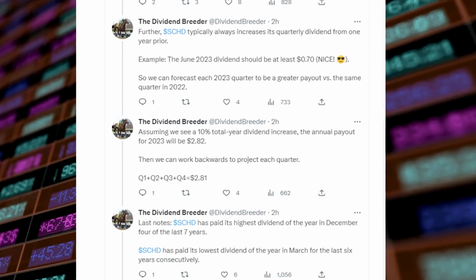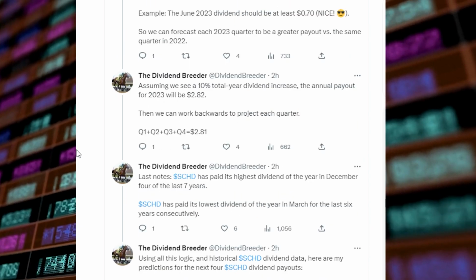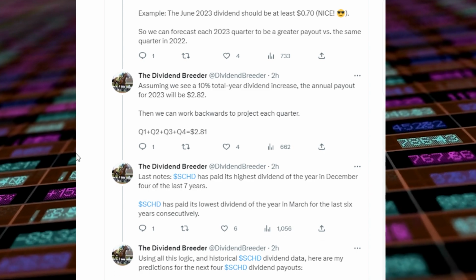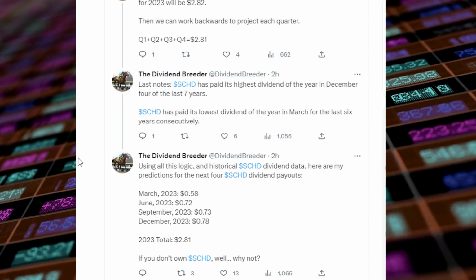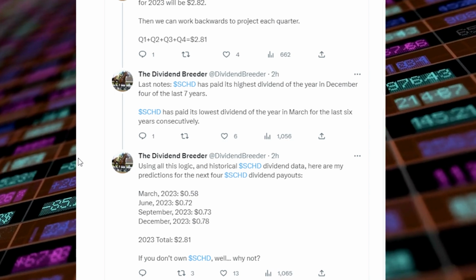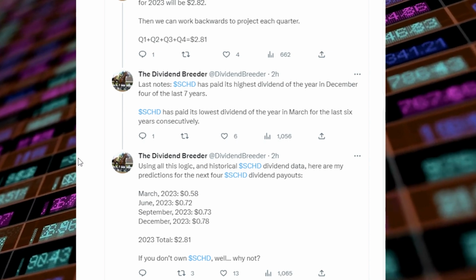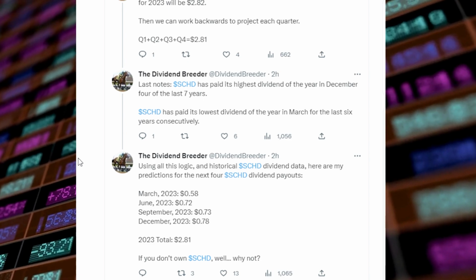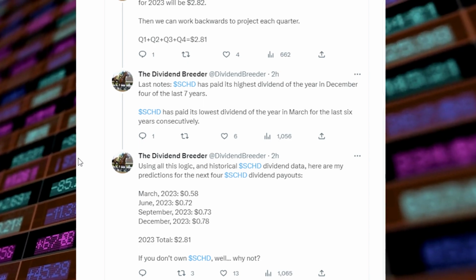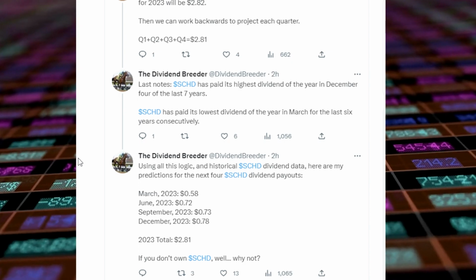So then we can go backwards and see that Q1 plus Q2 plus Q3 plus Q4 is going to equal $2.81. Last note, SCHD has paid its highest dividend of the year in December, and this took place 4 of the last 7 years. SCHD has paid its lowest dividend of the year in March for at least 6 consecutive years. So using all this logic and the historical SCHD dividend data, here are the predictions for the SCHD payouts for the rest of this year.